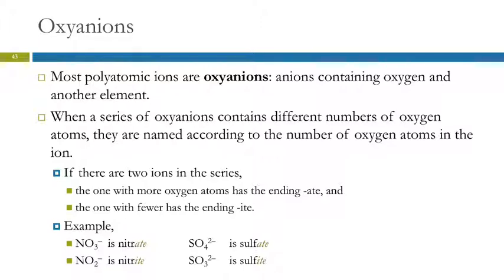The difference between those two ions, the charge is the same, the number of nitrogen atoms is the same, the only difference is the number of oxygen atoms. So NO3 has more, that's nitrate. NO2 has 1 less, it's nitrite. I think of that as the light version. Bud Light has 1/3 fewer calories than regular Budweiser, right? Nitrite has 1/3 fewer oxygens than regular nitrate. So here we have sulfate and sulfite.